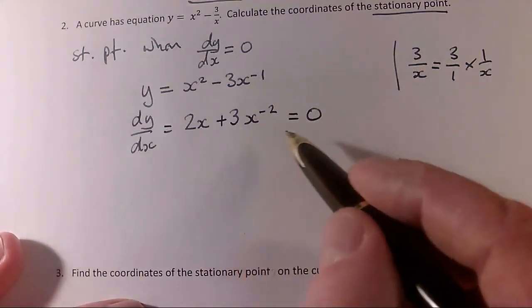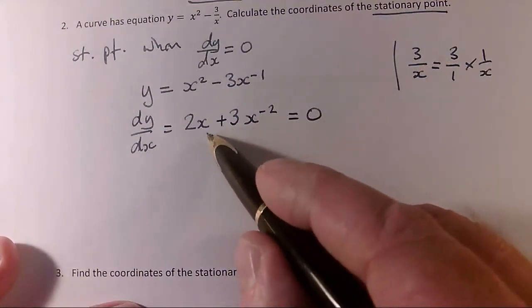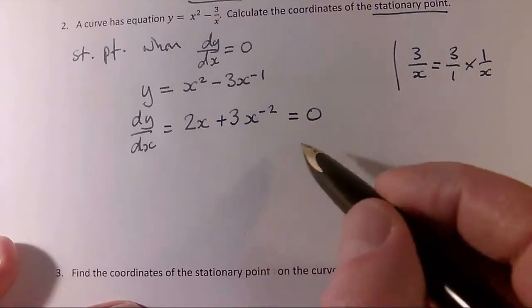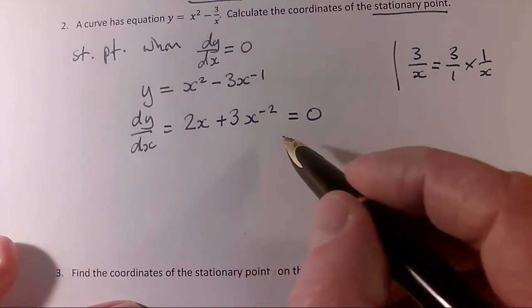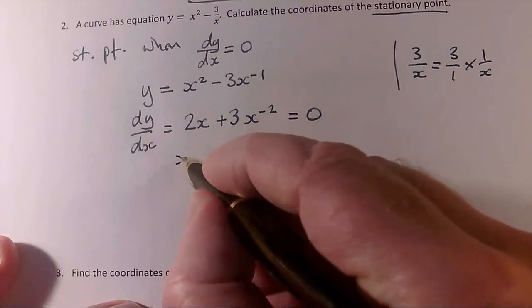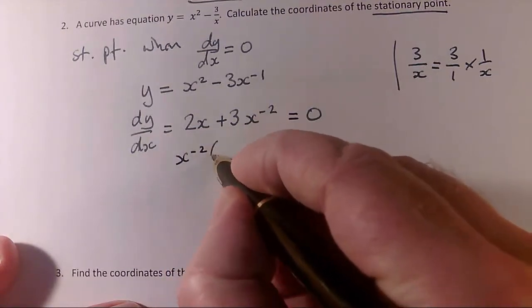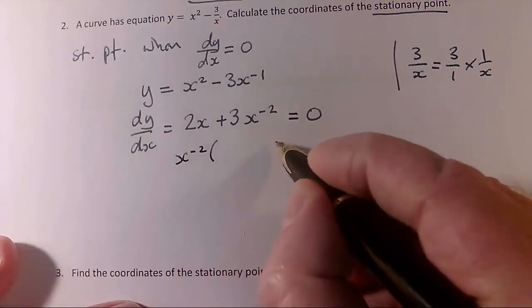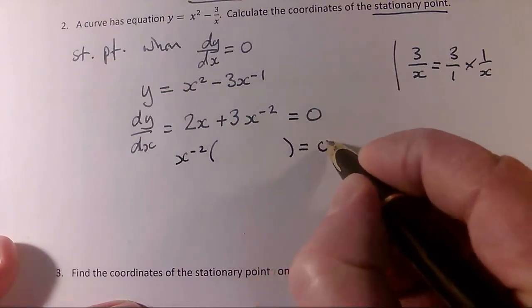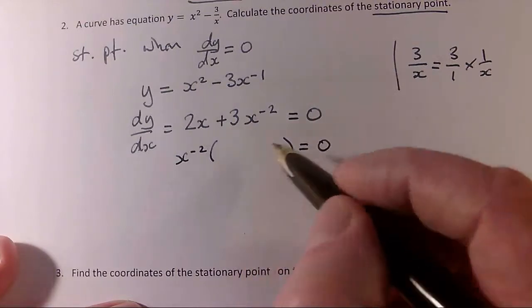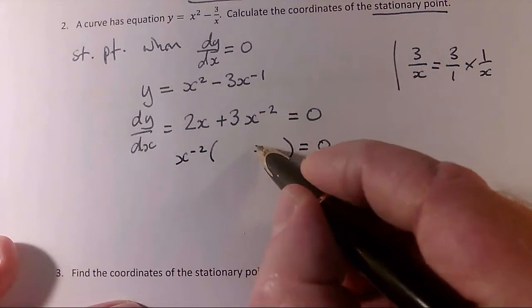Now, solving an equation where we've got a mixture of positive and negative or different powers of x, we just take the smallest power of x, or in this case the most negative, we take that out as a factor, so x to the power minus 2 times the bracket is going to equal 0. Okay, well, the second bit's easy. This is just going to be plus 3.